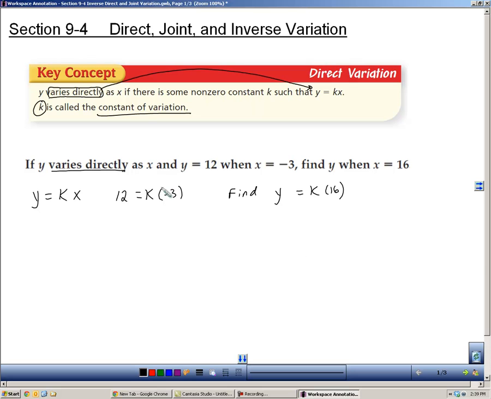So here, to find the k, I'm going to divide both sides by negative 3, and I end up with k equals negative 4. So now I'm going to go over here and use my negative 4 constant of variation, multiplying that by 16, to get a y value of negative 64.